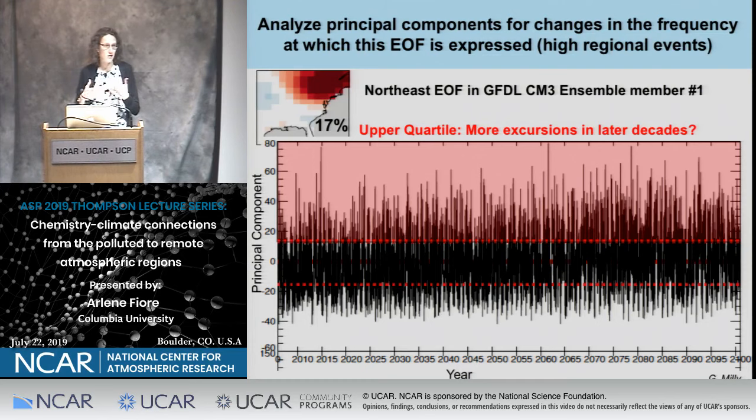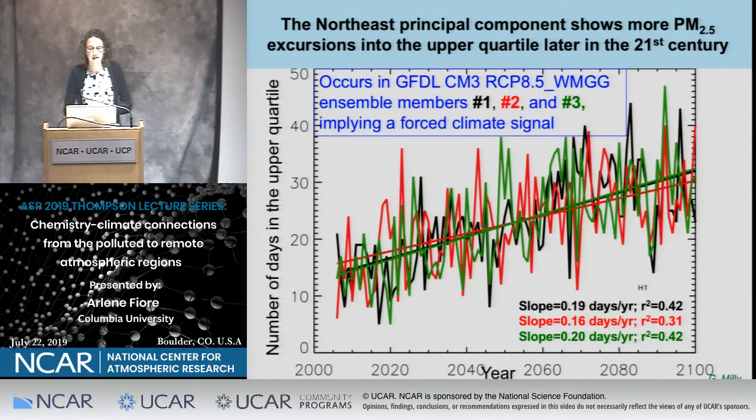But to make that a little bit more obvious, what we did is to actually count for each summer how many times that principal component goes into the upper quartile. And so we can do that for each of our ensemble members. So what's plotted here is the number of days in the upper quartile per summer. And then this is going from 2006 to 2100. And the different colors are the different ensemble members.